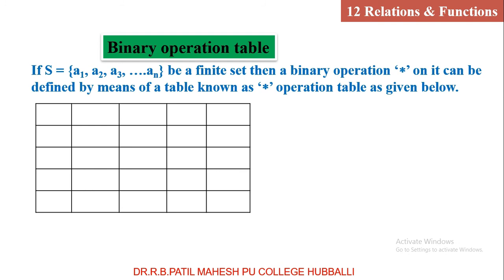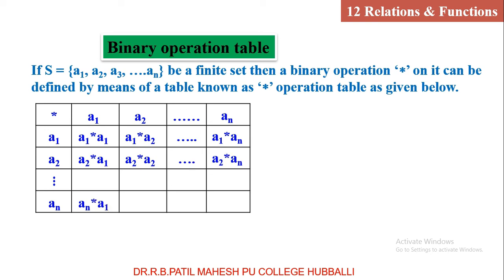You can observe star is an operation. In the first row I am taking the elements A1, A2 up to AN. In the first column A1, A2 up to AN. These are the numbers from the set S. A1 star A1 in the first box, A1 star A2. Like this we will continue in every box. A2 star A1, A2 star A2. Hope you are understanding forming a table. Like this we will form a table.